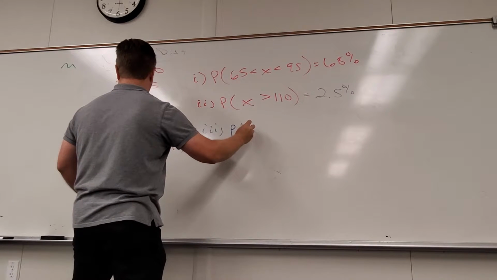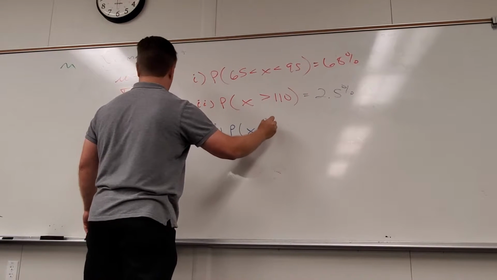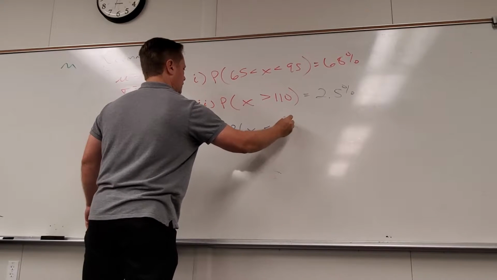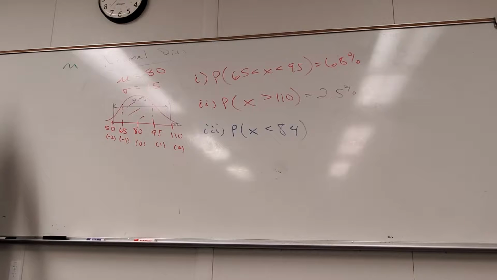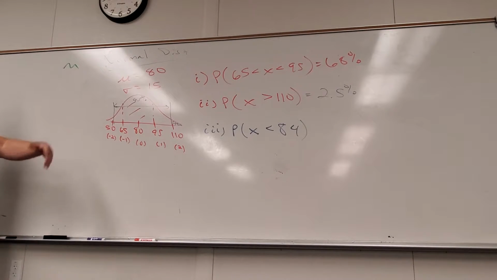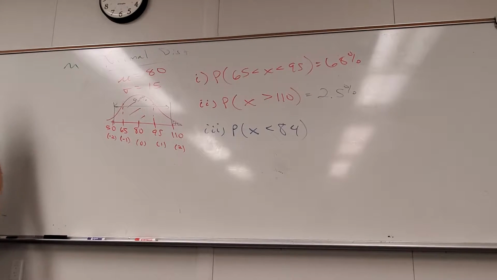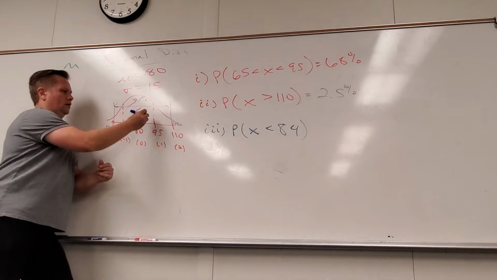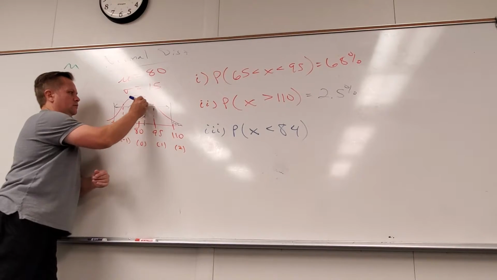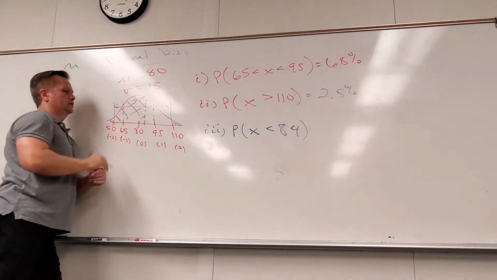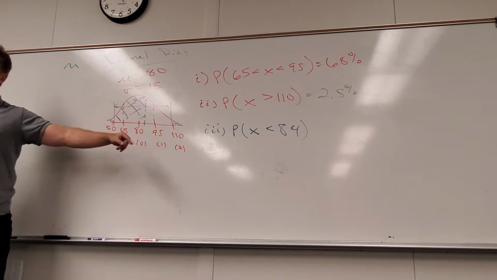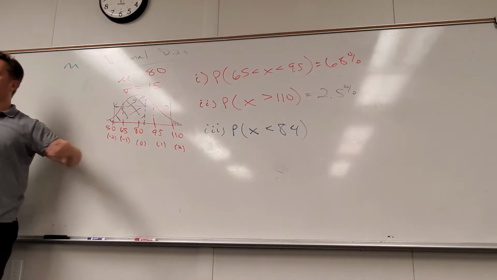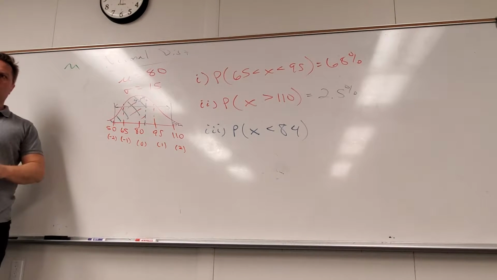What's the probability that X is less than 84? Does 84 match up with anything I know about? No, it doesn't. Here's 84, right? So the area I want would be this. That doesn't match up with anything. In fact, what is the z-score for 84? Can you guys calculate it for me? What's the z-score for 84?